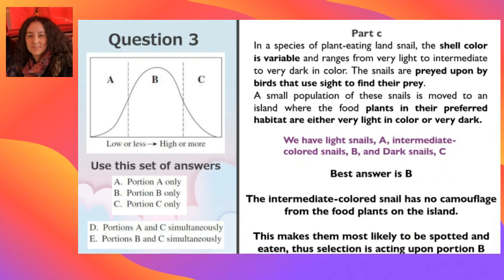So the best answer here is B. The intermediate colored snail has no camouflage. It's not going to blend into the light or the very dark plants on the island. So this makes them most likely to be spotted and eaten. The selection is acting upon proportion B. And when we have that intermediate being acted on, what kind of selection is that? So that'll be disruptive.